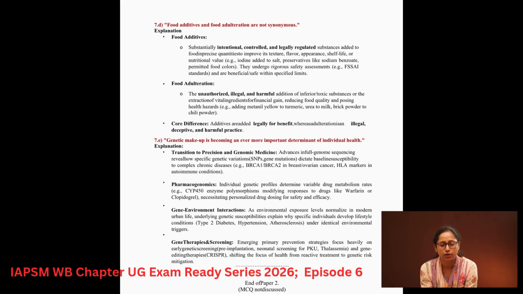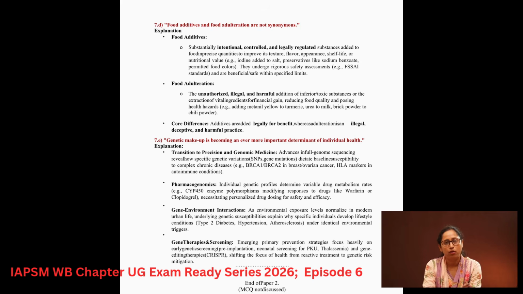Second would be pharmacogenomics. Now, individual genetic profiles determine variable drug metabolism rate like CYP450 enzyme polymorphism modifies the response to drugs like warfarin or clopidogrel. So, this comes under pharmacogenomics. Third one is gene environment interaction. As environmental exposure levels normalize in modern urban life, underlying genetic susceptibilities explain why specific individuals develop the lifestyle conditions like type 2 diabetes, hypertension and atherosclerosis under identical environmental triggers.